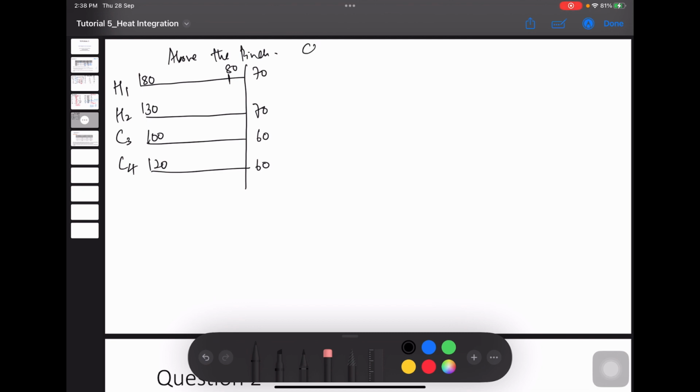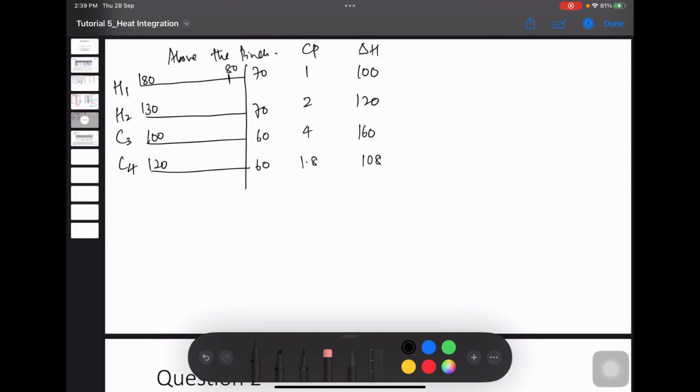Okay, write down all the CP values of each stream. 1, 2, 4, 1.8. Then the delta H values. So delta H, again delta T times CP. 180 minus 80 is 100. 100 times 1 is 100. 130 minus 70 times 2, 120. 100 minus 60 times 4. And here you get 108.